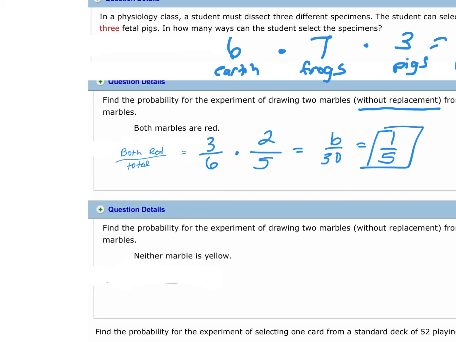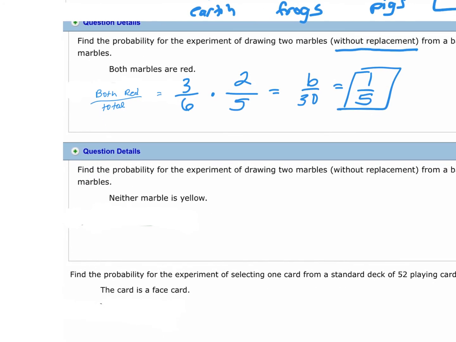If it said a red and a green, the total red goes on top, the total green goes on top, and since it's not replaced, the denominator changes. But since you want them both the same color, that's why the numerator changes as well. Same concept for the bottom one.